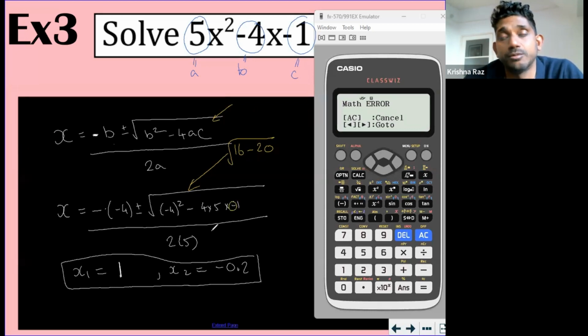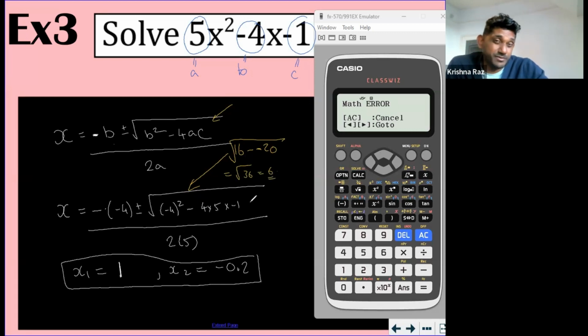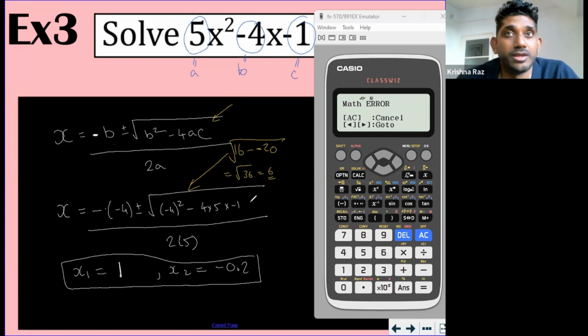To check your working, you'll see probably in your calculator you've forgotten the minus sign on the 20, which would have an impact, because suddenly we're square rooting 36 rather than a negative number. So that's probably my tip: if you get a math error, you've probably forgotten the negative sign on the c.